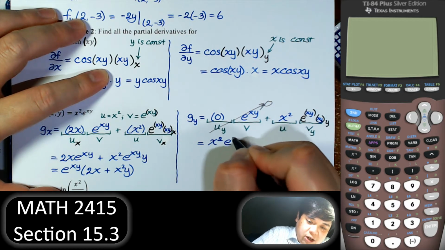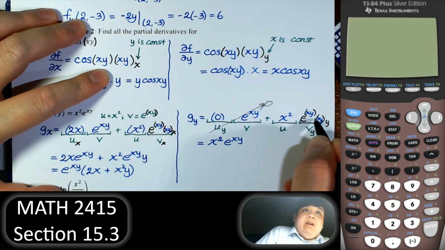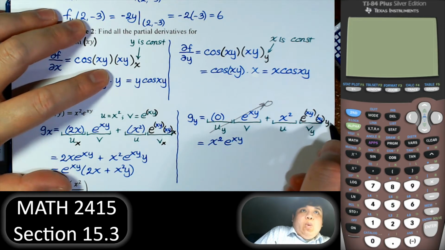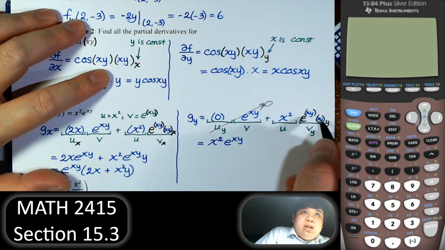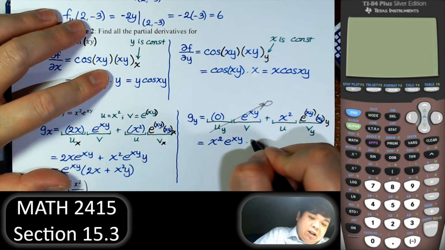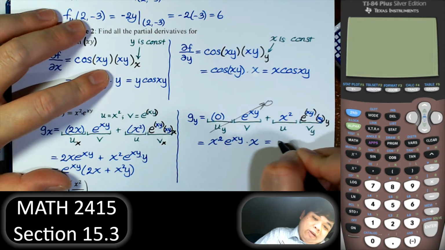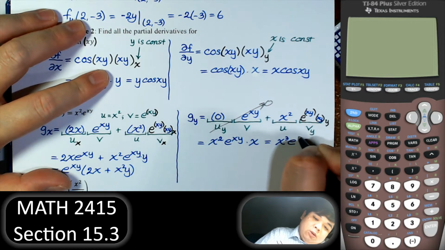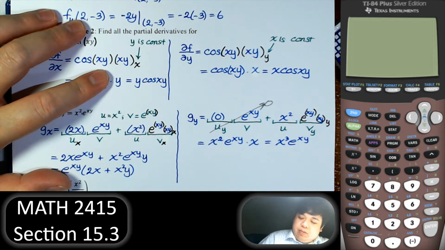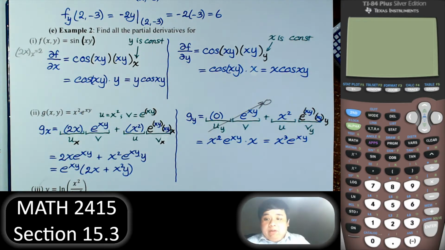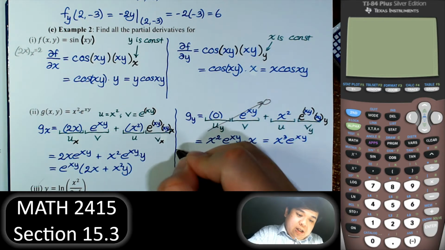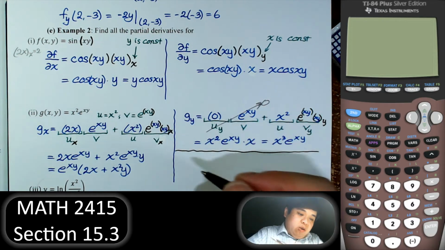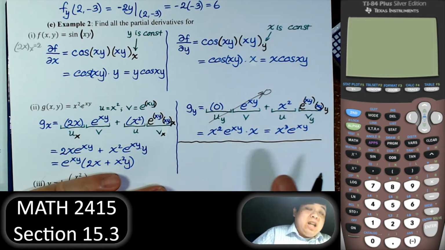e to the xy. Derivative of xy with respect to y. With respect to y, x is a constant. Derivative of a constant times y with respect to y is that very constant. So we have x cubed e to the xy. Yeah, we don't even need to use this. By the way, that is the answer.